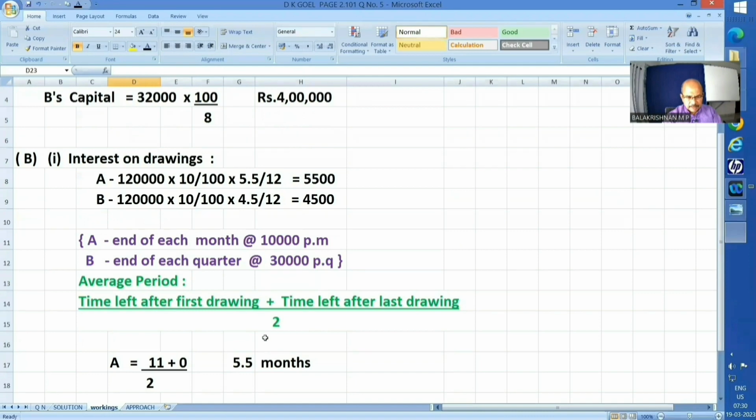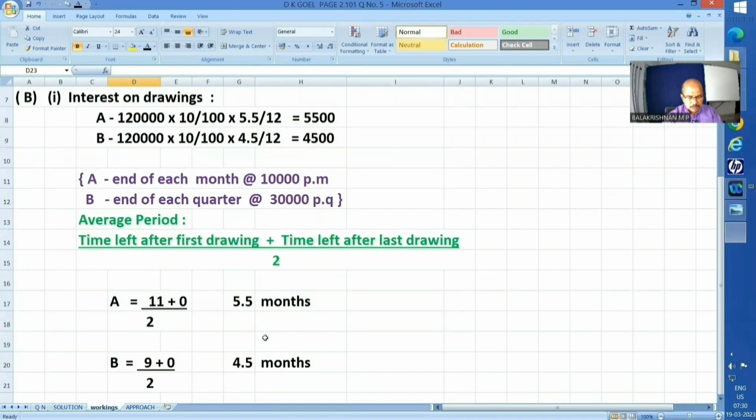Now, next gentleman. First drawing when he has made? End of first quarter. That means June end. April, May, June, so June end. June end to next year March end, how many months? 9 months. And this 0 as usual. March end next year to March end next year is 0. So 9 by 2, 4.5 months.